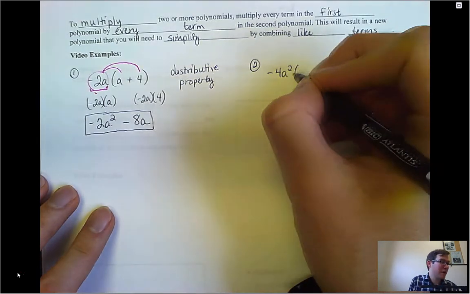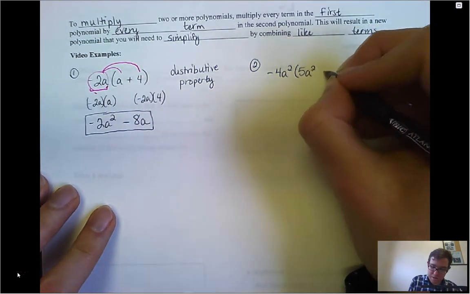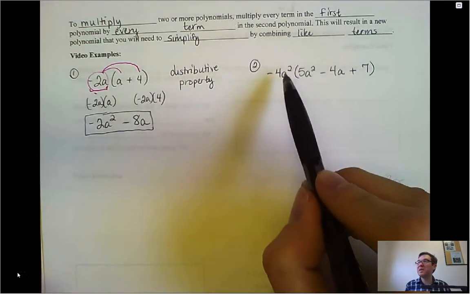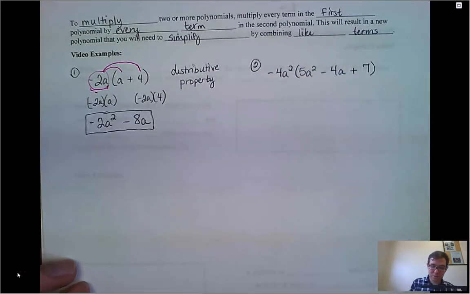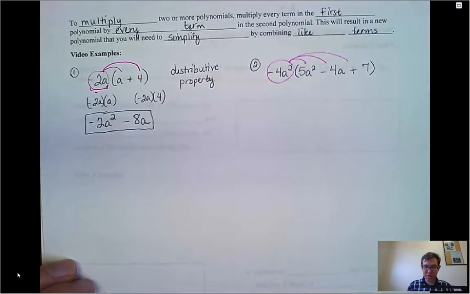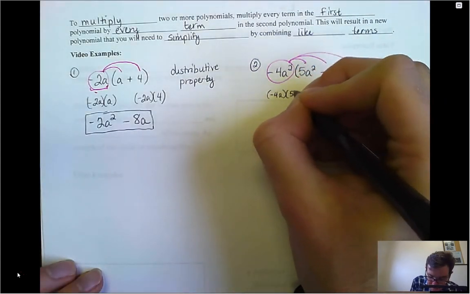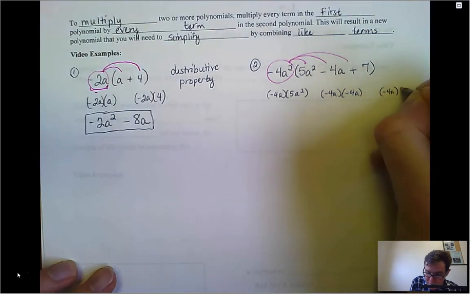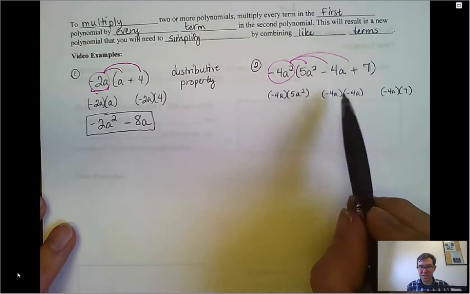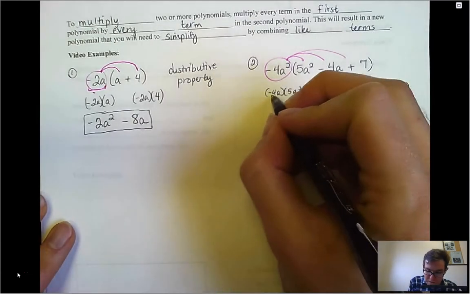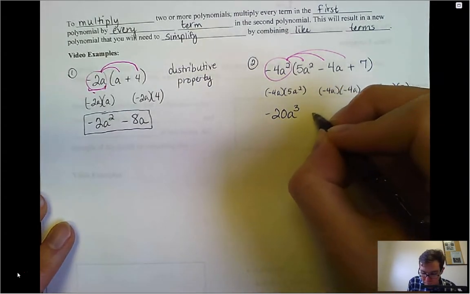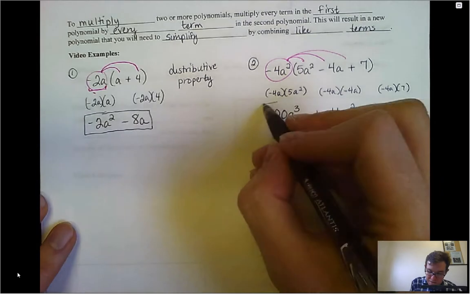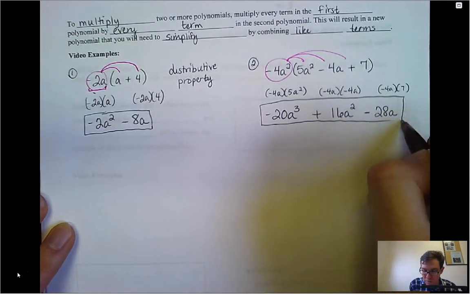Let's say we have negative 4a squared outside, and then we have 5a squared minus 4a plus 7. This time we're taking one term on the outside and multiplying it by every term on the inside, so again we are using the distributive property. We take negative 4a times 5a squared, negative 4a times negative 4a, and finally negative 4a times positive 7. Now we just simplify each of these products. We have negative 20a to the third, positive 16a squared, and negative 4a times 7 gives me negative 28a. Again, these are not like terms, so I can't simplify any further. That's my final answer.